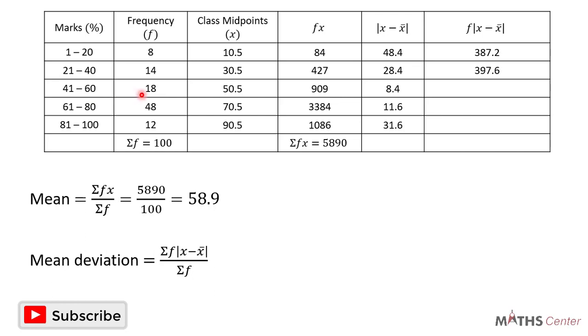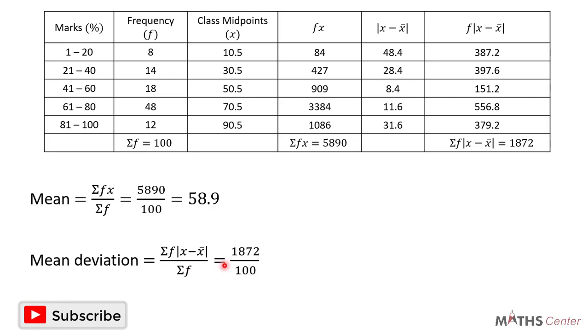397.6. The next one is 18 times 8.4, which is 151.2. The next one is 48 times 11.6, that is 556.8. And the last one is 12 times 31.6, and that is 379.2. We need the sum of these values, so we add all of them and we will have 1872. We can now find the mean deviation.